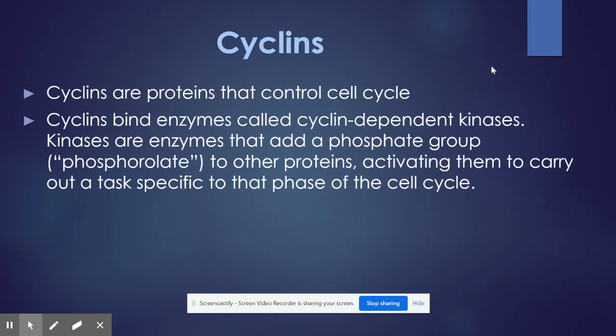All right, cyclins are proteins that control the cell cycle. Cyclins bind enzymes called cyclin-dependent kinases. Kinases are enzymes that add phosphate groups, or phosphorylate, other proteins, activating them to carry out specific tasks in the phase of the cell cycle.